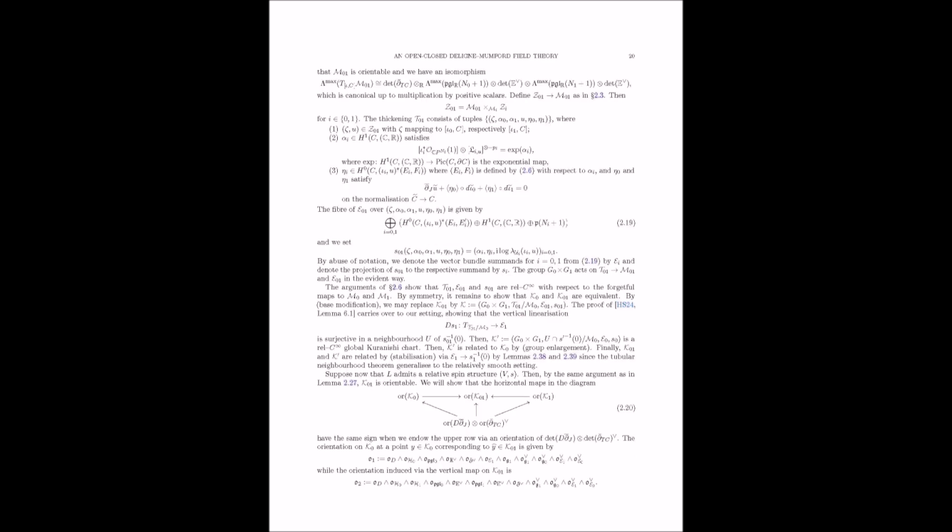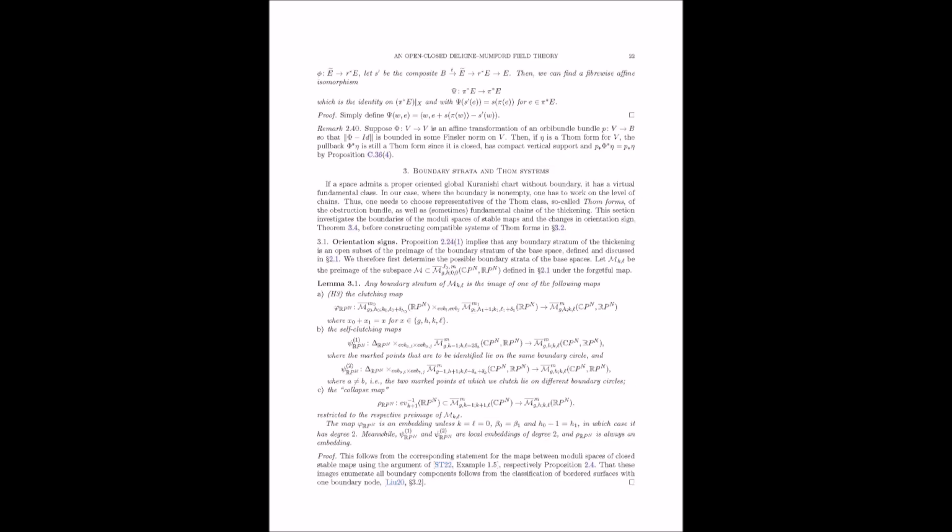A spin structure, roughly speaking, gives us a consistent way to assign signs to loops in the tangent bundle of a manifold. A relative spin structure extends this idea to pairs of spaces like our symplectic manifold and the Lagrangian submanifold we've chosen. So a relative spin structure is like a set of instructions for assigning orientations in a way that respects the relationship between those two spaces. That's a good way to think about it.